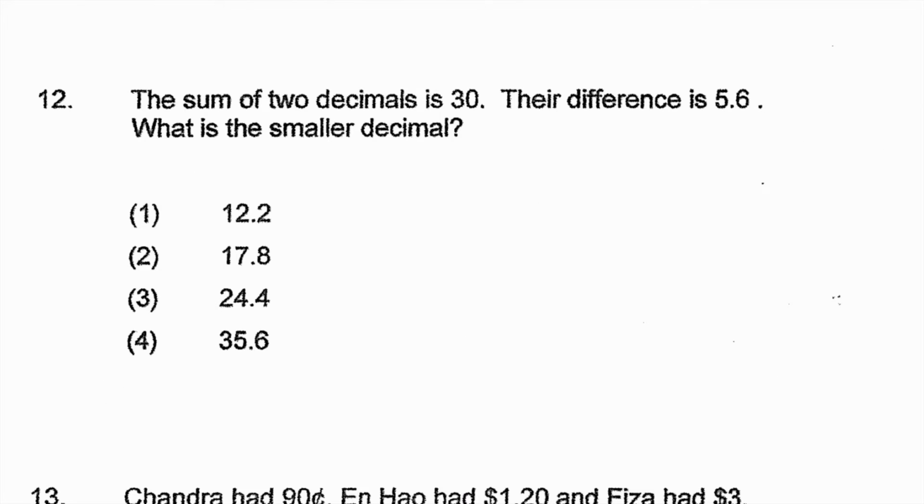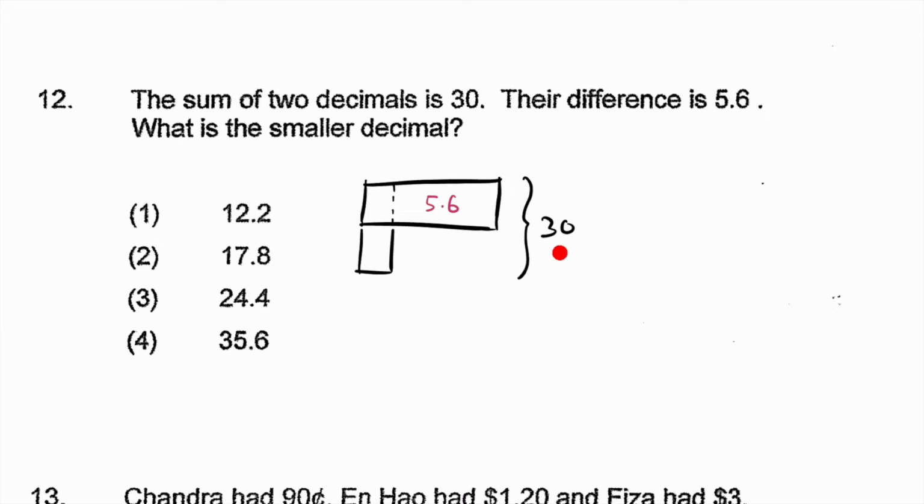Well, for question 12, I like to use models. The sum of two decimals is 30. Well, that's two unknown decimals, right? The difference is 5.6. So using a model, I can do this. The sum is 30. The difference is 5.6. Is this not a 1 unit that we can solve for?